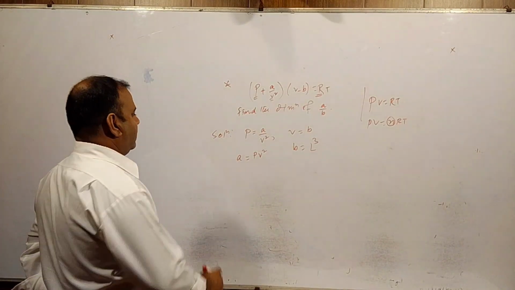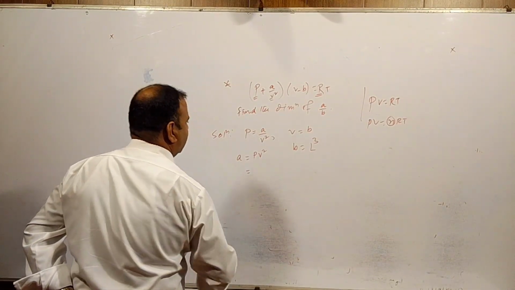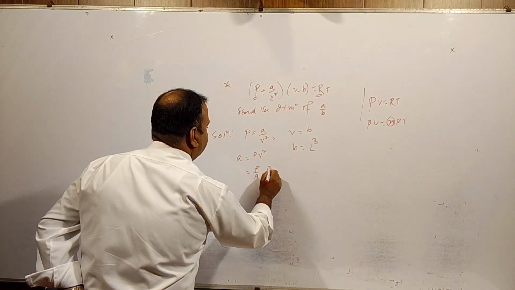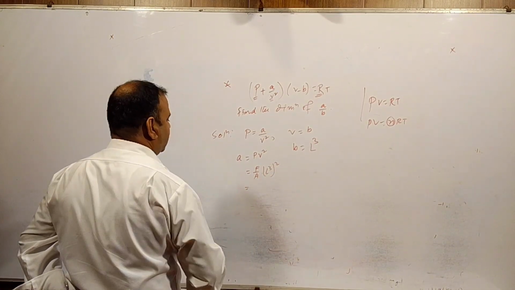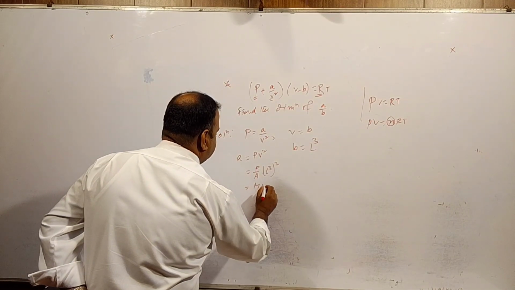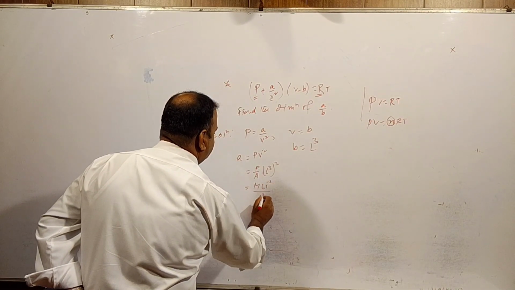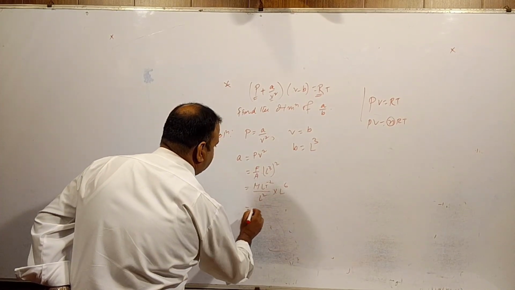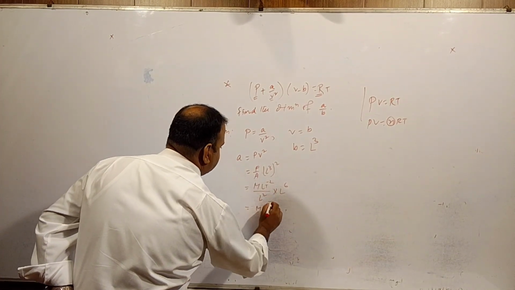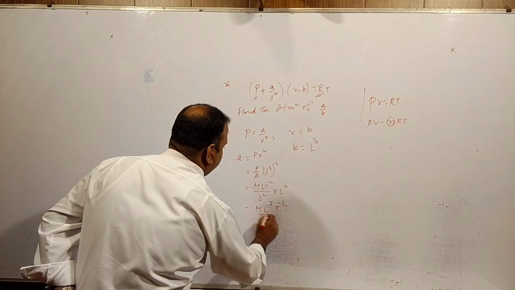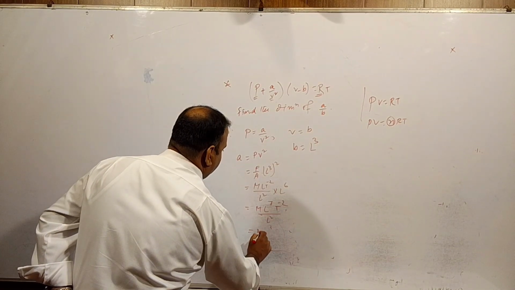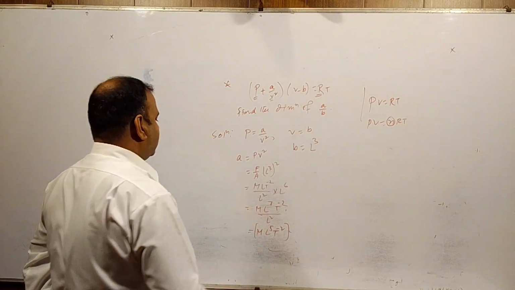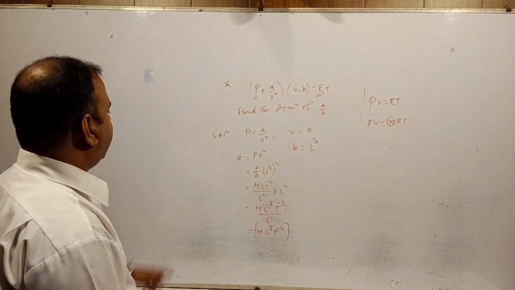A means PB square. P means pressure, and pressure means F by area. Volume means L cube, whole square. Now F means ma, and a means meter per second square, divided by L square into L to the power 6. So now you can see M L to the power 7 T to the power minus 2, whole divided by L square. So we can write M L to the power 5 T to the power minus 2. So this is the dimension of E.